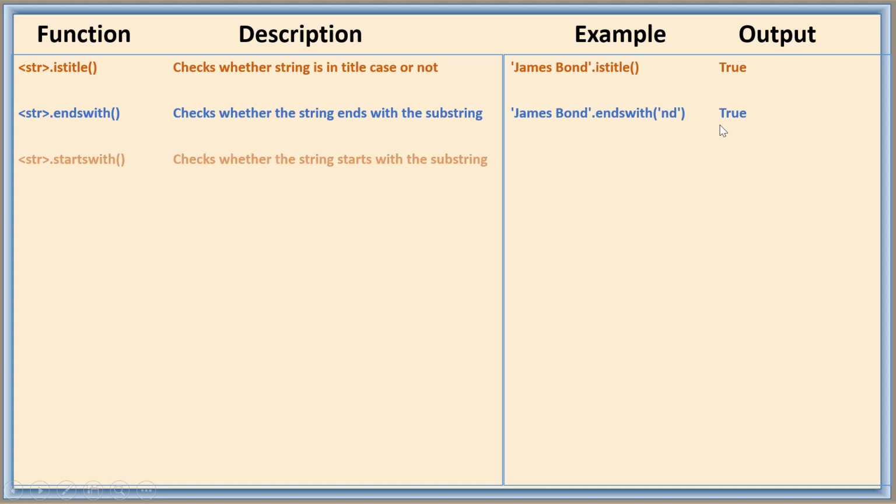Similarly, we can also check whether the string starts with some substring or character. For example, James Bond dot startswith and then SA. So here it is starting with JA, not SA. So it is going to be false.